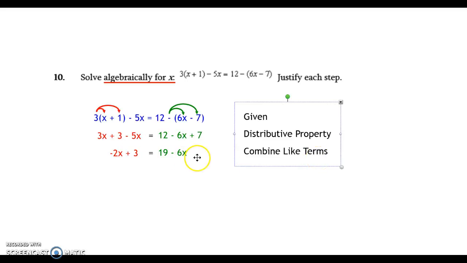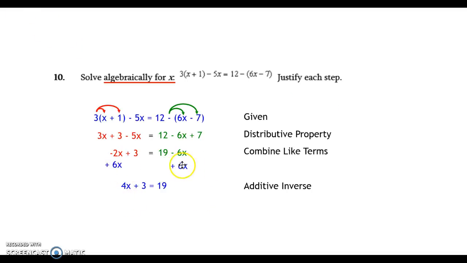Next, I'm going to try to get all the x values to one side by using the additive inverse. So you can see I added 6x to both sides. I'm eliminating that negative 6x on the right side. I now only have 19 on the right-hand side, and I have negative 2 plus 6, which is 4x, still plus 3. Now I'm going to eliminate that 3 using another additive inverse step. So I'm subtracting 3 from both sides, and I get 4x is equal to 16.